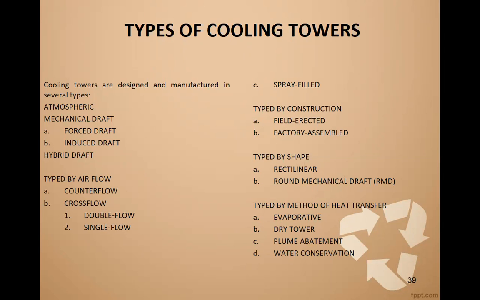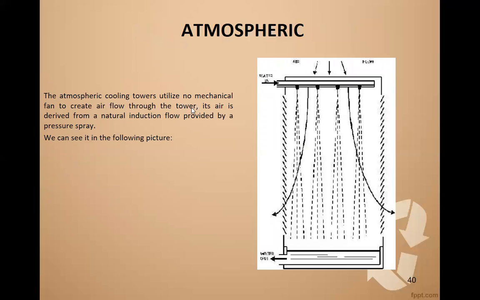Field erected is on-site. Factory erected is simply delivered to you. Next, type by shape: there is rectilinear, there is round, mechanical draft. Type by method of heat transfer: there is A, evaporative, B, dry tower, C, plume abatement, and D, water conservation type. So, we will just focus on one here. We will keep it basic. So, the atmospheric cooling tower utilizes no mechanical fan to create airflow through the tower. Its air is derived from the natural induction flow provided by the pressure spray. So, here in the figure.